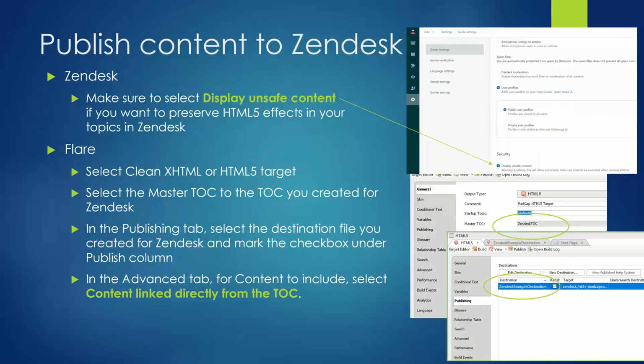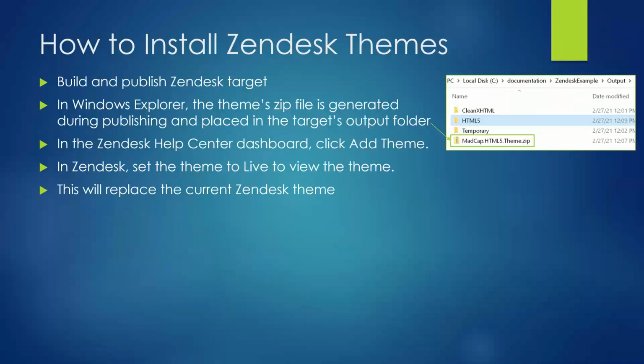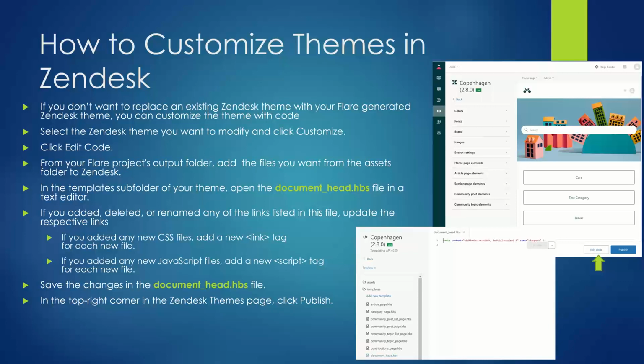Oops, sorry, wrong one. How to customize themes in Zendesk. So if you don't want to replace an existing theme with Flare, with your Flare generated Zendesk theme completely, you can customize the theme with code. You can select the Zendesk theme you want to modify and click customize. So we were just looking at that screen in Zendesk, but it's basically here. Once you select the theme, select customize, and then you're going to click edit code.